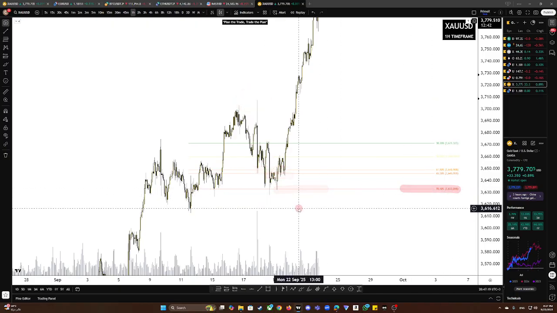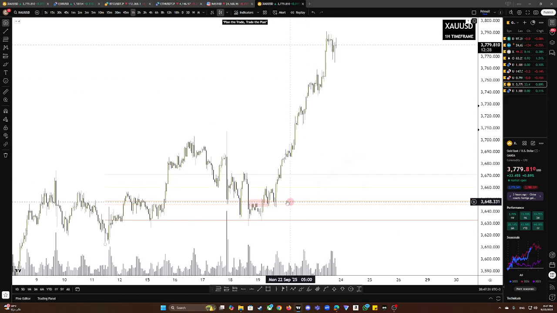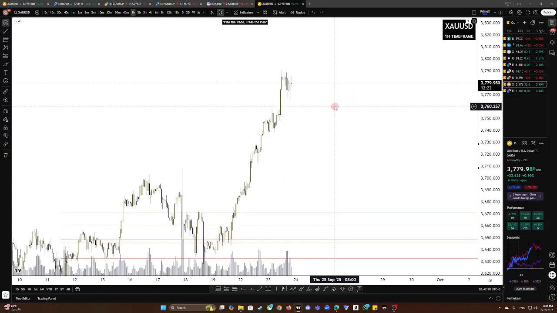And in this case, it bounced off the 78.6, and we had a confirmation by having this head and shoulders pattern. And as soon as you saw this, you could have entered a long trade, especially after this break. This was very bullish, and this would have been a very high probability trade and a very profitable trade.